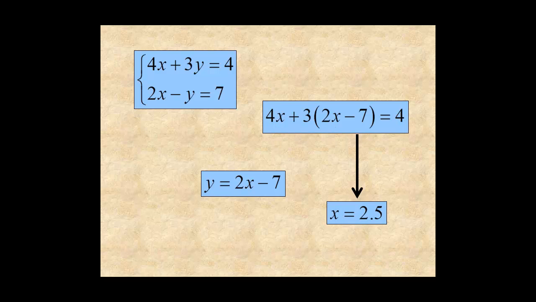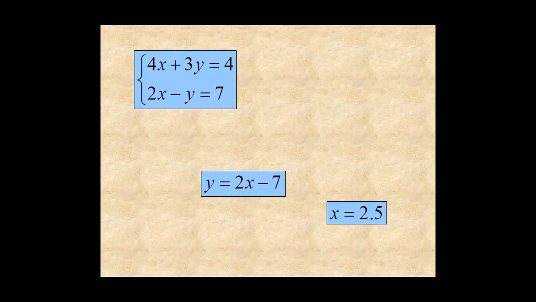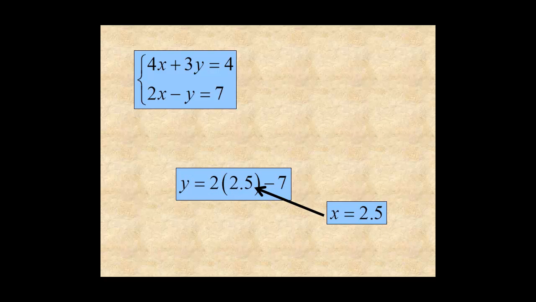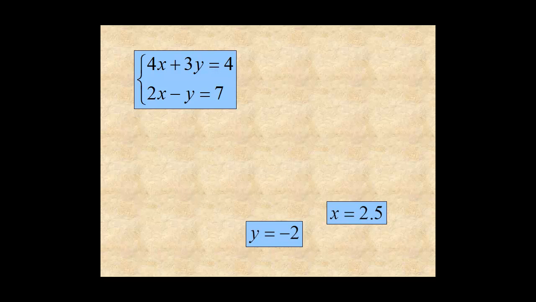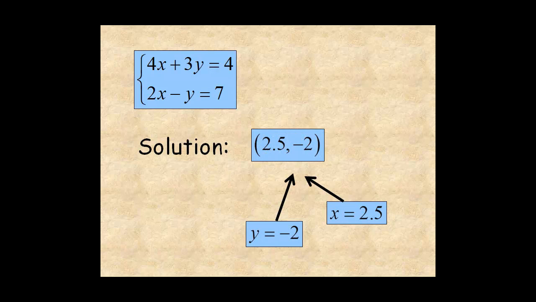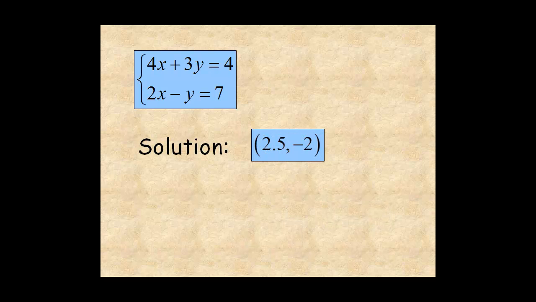Once you have the value of x, substitute into the other equation, and you can solve for y equals -2. And you have the solution to the linear system. That was the general strategy. Now, let's look at the details.